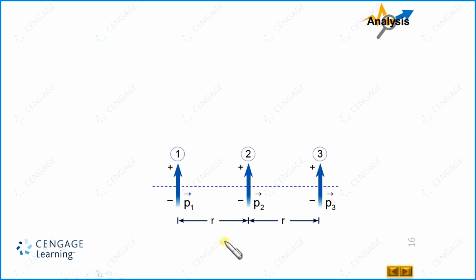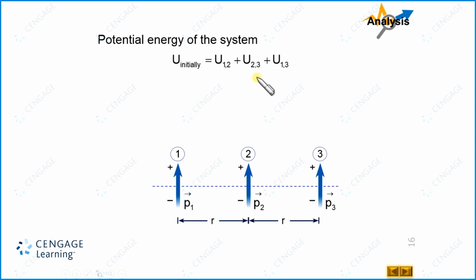This is the situation. We have written the dipole moment vectors P1, P2, P3 for dipoles 1, 2, 3, and it should be noted that the P1 vector is equal to the P2 vector, equal to the P3 vector, because we have identical dipoles. The separations are r and r. If we take the 3 dipoles as a system, we will have 3 pairs. That means we can write the potential energy of the system as U12 plus U23 plus U13. This is the potential energy associated with the 3 pairs of dipoles.